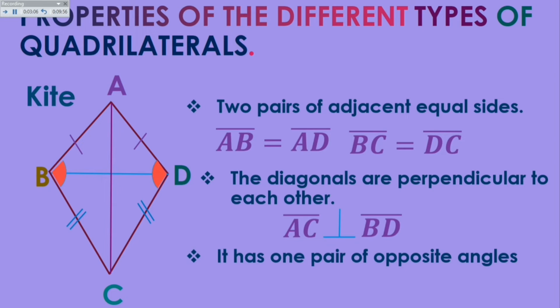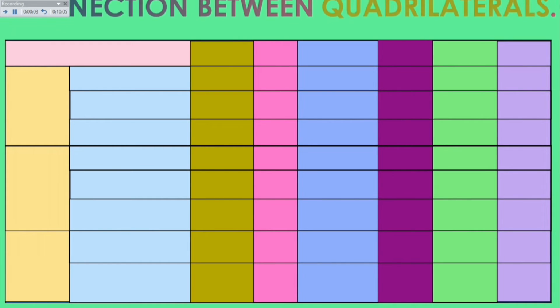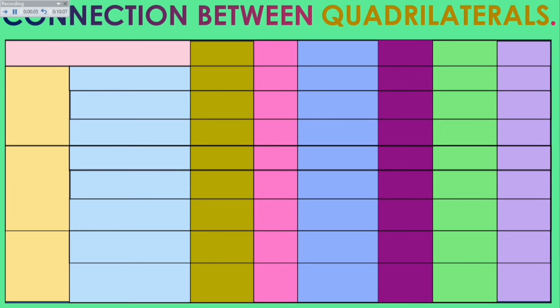Also, it has one pair of opposite angles, and these opposite angles are equal. Now let's look at the connection between the different quadrilaterals.